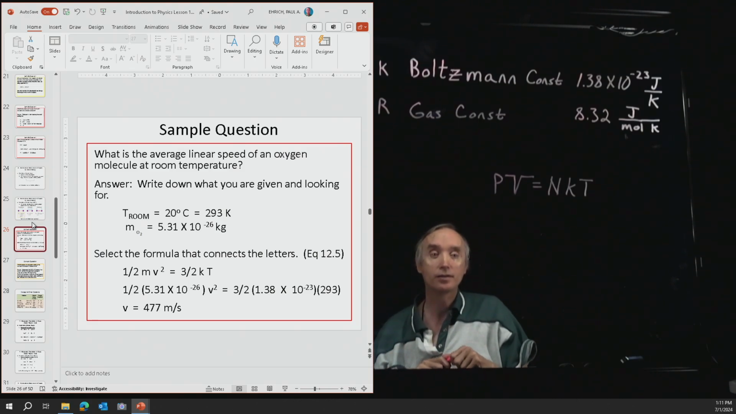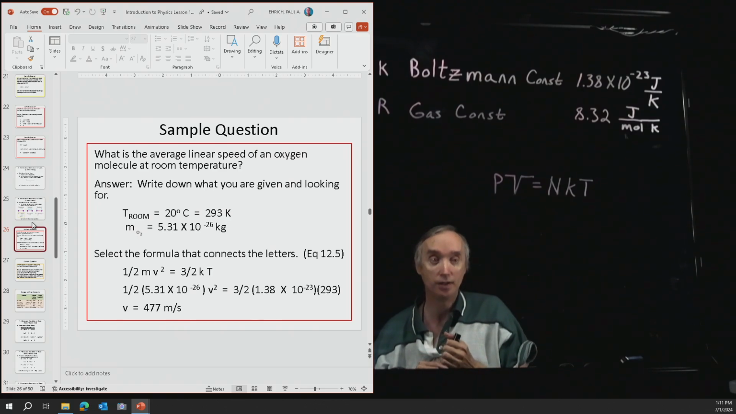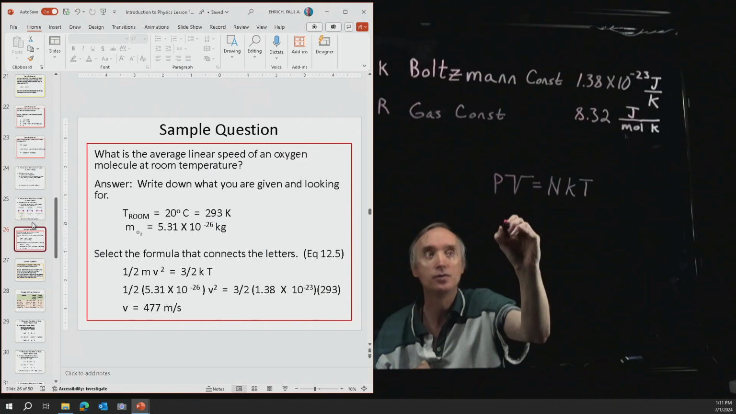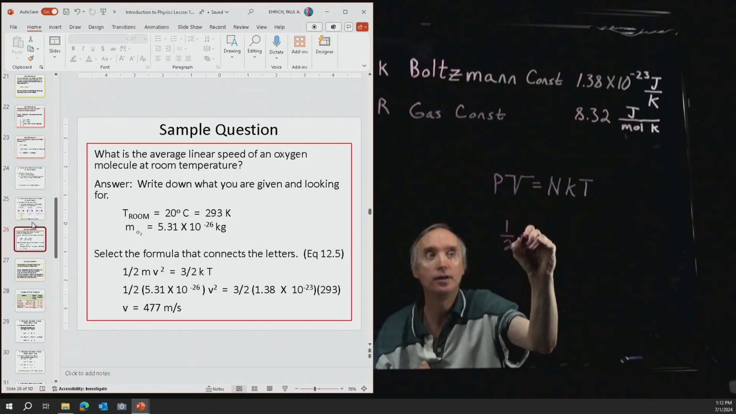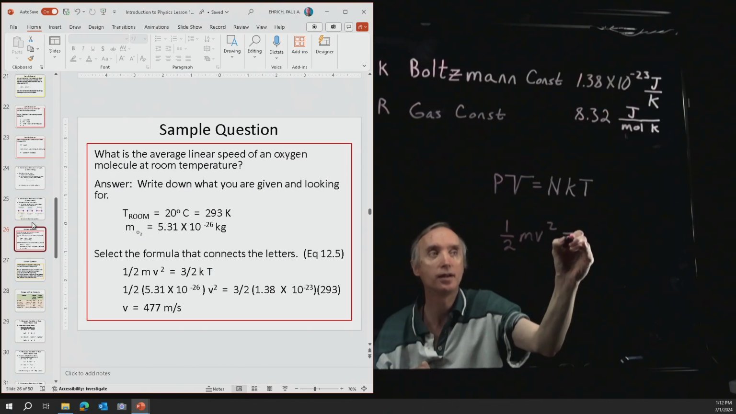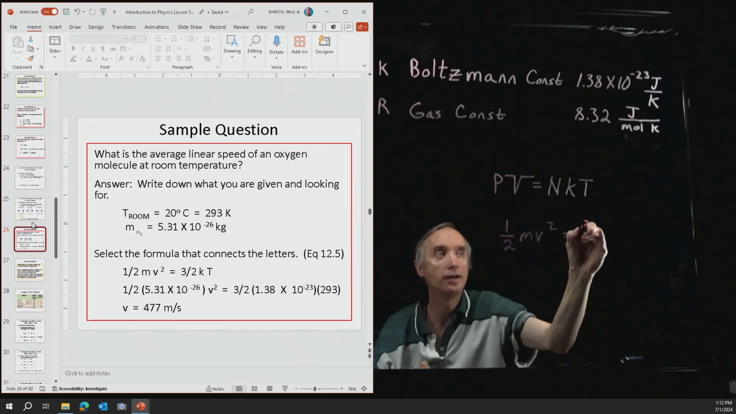Okay, now we need to select the formula that's going to connect the letters. So we need something that has a T in it, something that has an M in it, and something that has the velocity in it. We have just found out that the average kinetic energy of a molecule, 1/2 mv squared, is related to its temperature by 3/2 kT.